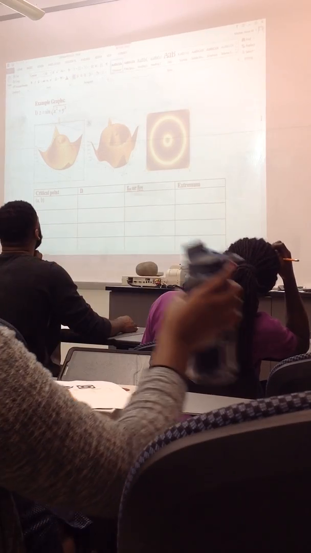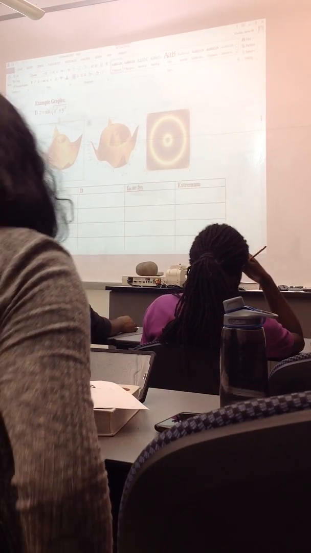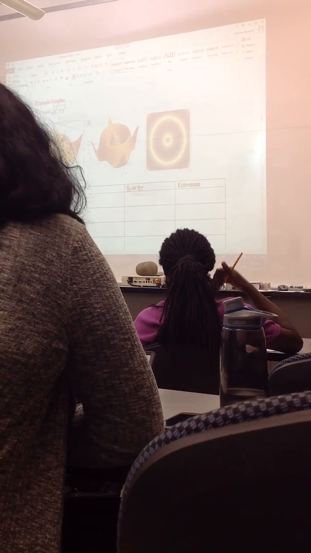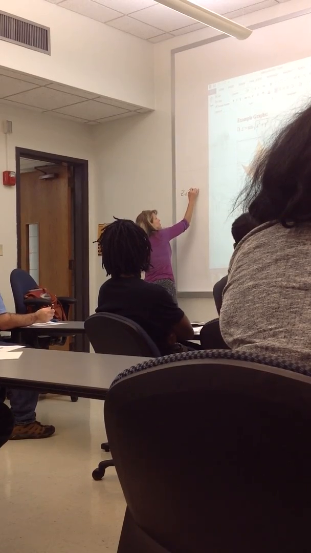Alright, so step one is find your critical points. That means I need to find z sub x and z sub y. So finding z sub x, the derivative of sine is cosine.